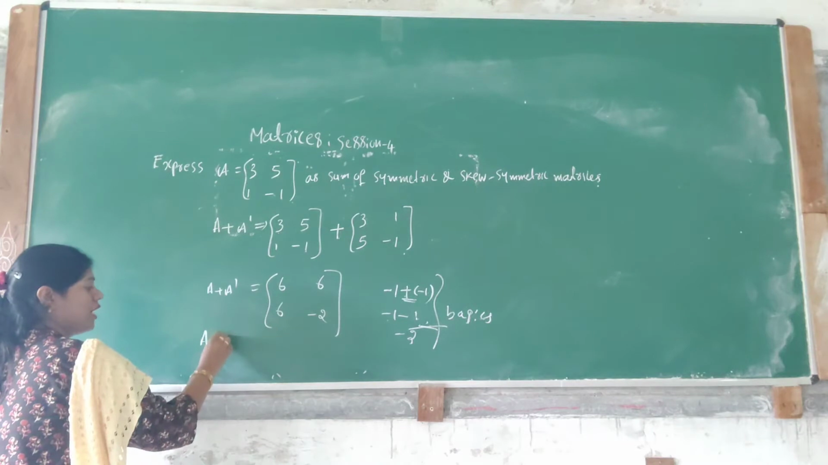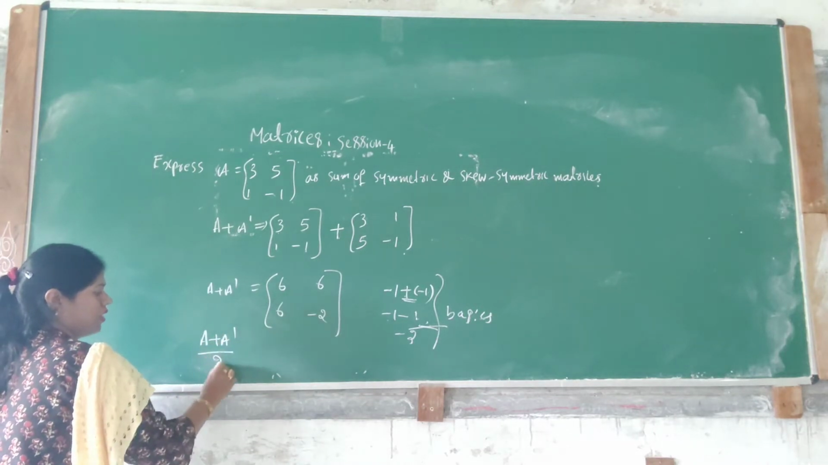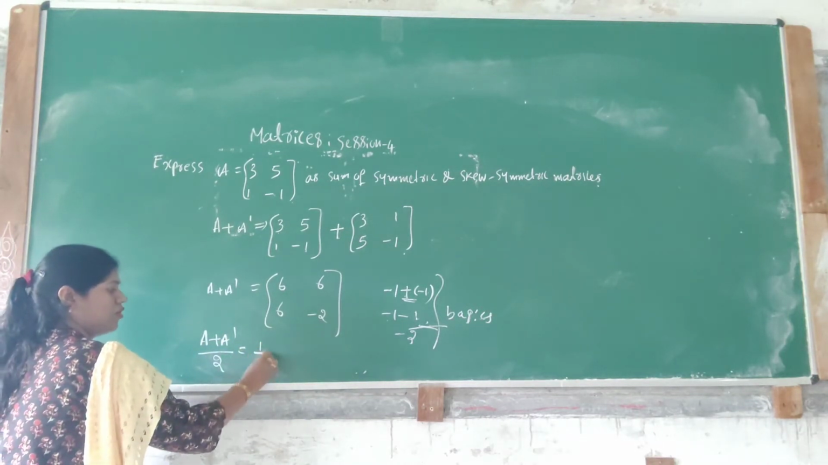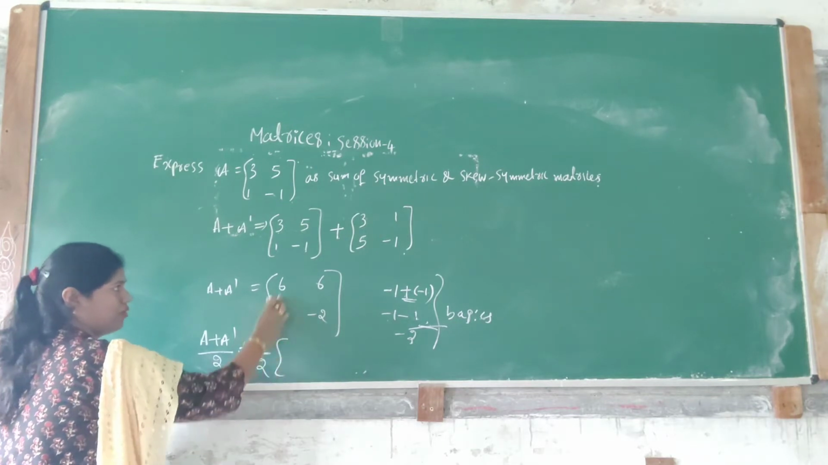Now we have to do A plus A dash divided by 2. How to do this one? You take 1 by 2 outside. What will be remaining?